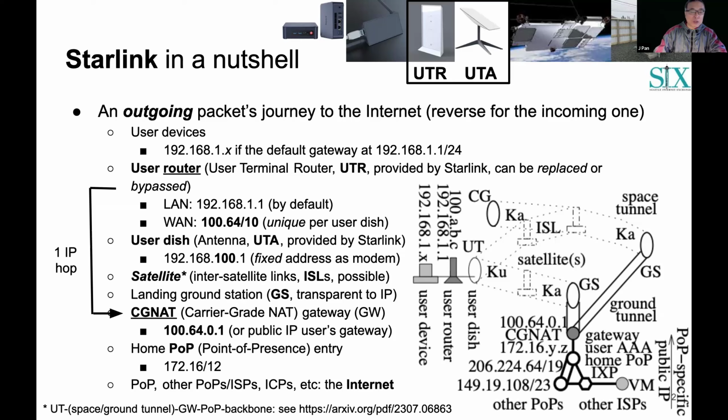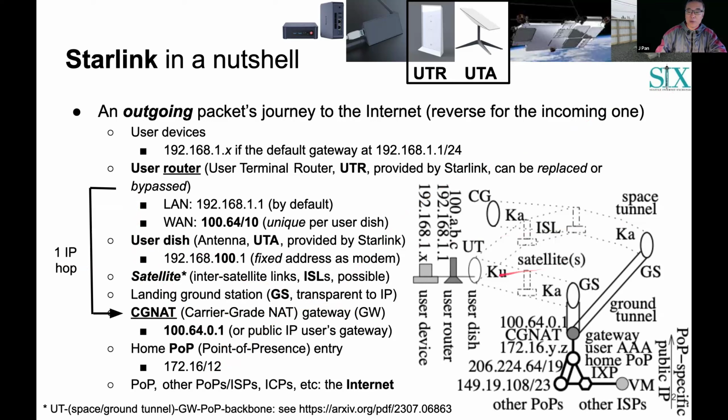That's not the end of the story yet, because this device just brings the packet to the ground, but it has to reach the internet access point. For example, in this case it is the Seattle Internet Exchange, and then you can go to the internet. So you can see the packet actually goes through a dish, satellite, landing ground station, and then comes to the gateway, which is the carrier-grade NAT gateway here, which I showed as GW. But at the IP layer, this is only one hop.